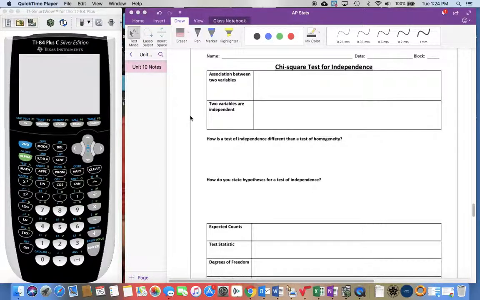Alright, AP Stats. So I found out last minute that I was not going to be there for you today, so I'm going to go ahead and go through this section of notes with you. We are still going to get through chi-square tests for independence as well as using tests wisely.